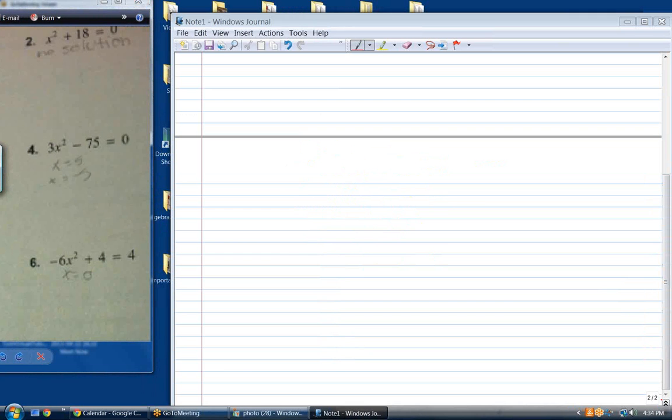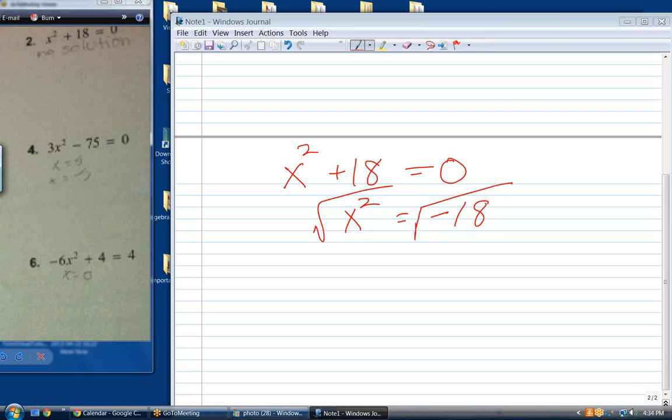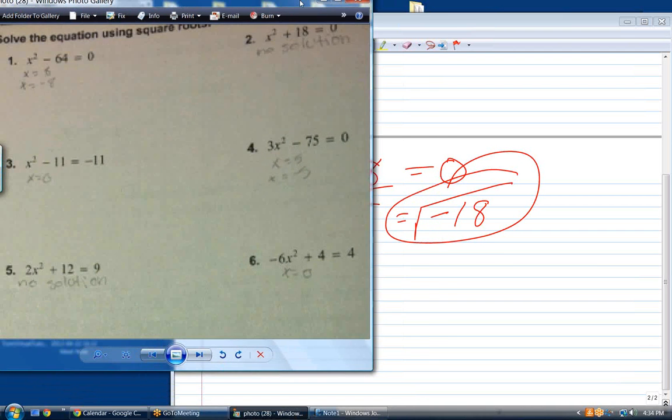Now, number 2, what's the first step? Subtract 18. Okay. What's the next step? Well, it's no solution because it's a negative, but you would find the square root. Right. I would try to take the square root of both sides, but the moment I try, you can't take the square root of a negative number. Yeah. So there's no solution for that.